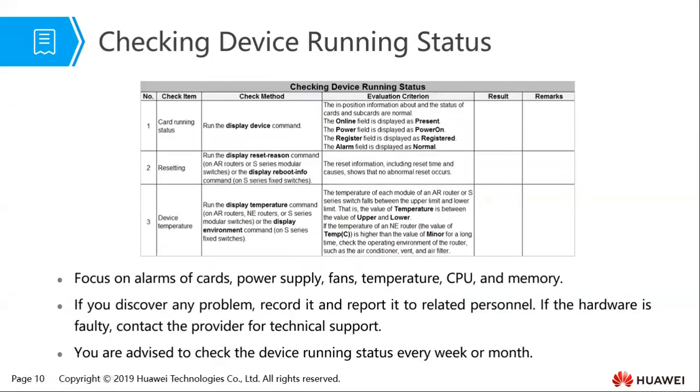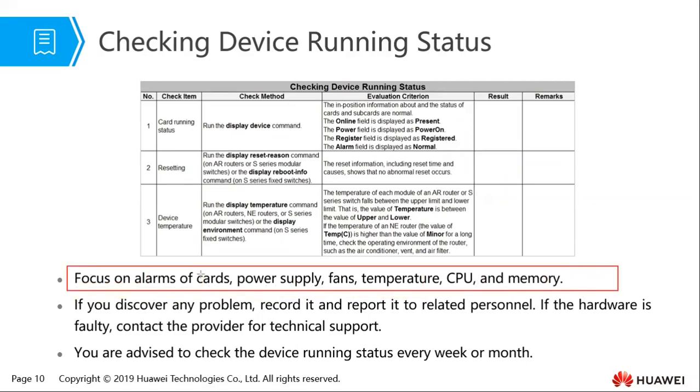Then the running status, for example, is the card running well? Here is the power supply running well. Here we focus on alarms that will check on cards, power supply, fans, temperature, CPU, and memory. For example, you can run the command display temperature to be able to see the device temperature. Again, if you discover any problem, you need to record and report it to the related personnel. If the hardware is faulty, you need to contact the provider for technical support. This is also supposed to be done weekly or monthly.